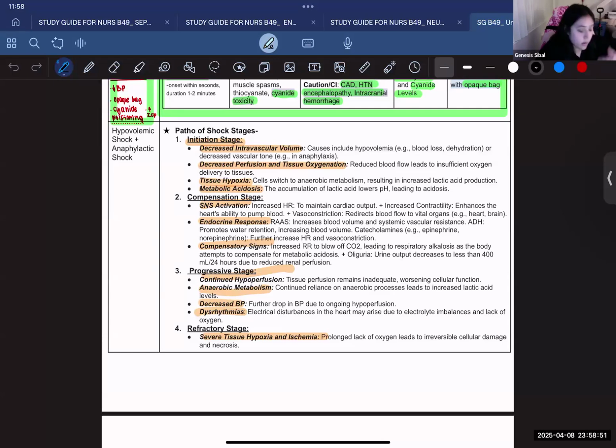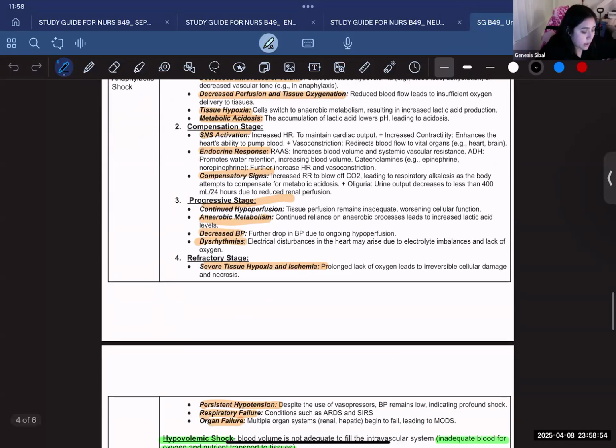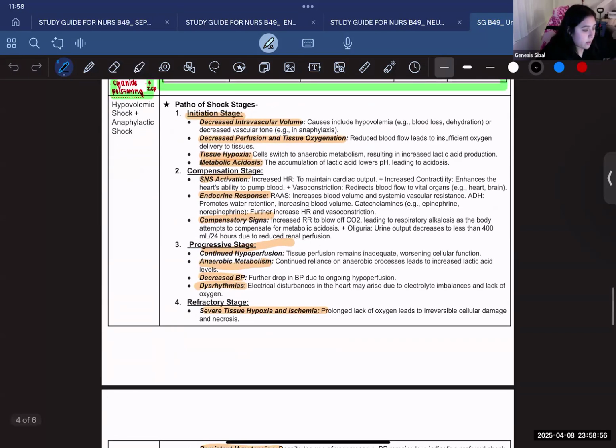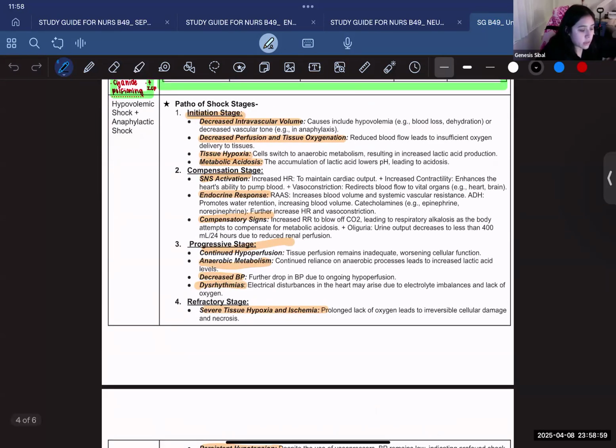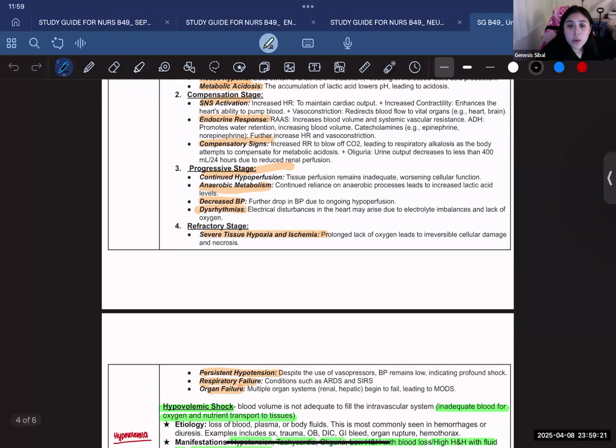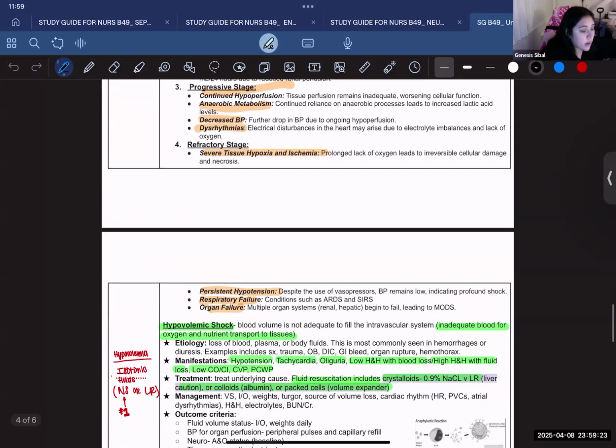Well, it's progressing a little bit more, and in the refractory stage, what's happening in terms of the failures, the ischemia, everything. So initiation: less volume, less perfusion, hypoxia of the tissues, now in your metabolic acidosis state. Compensation, so CNS activation. That's where you see the heart rate compensating to get the cardiac output better. Endocrine responses with increased blood volume, vascular resistance, water retention, catecholamines, and the respiratory rate increasing to blow off CO2, things like that. Progressive, well, now you're hypoperfusing.